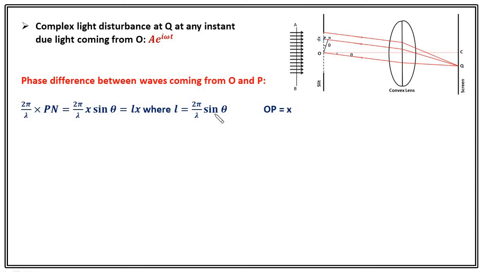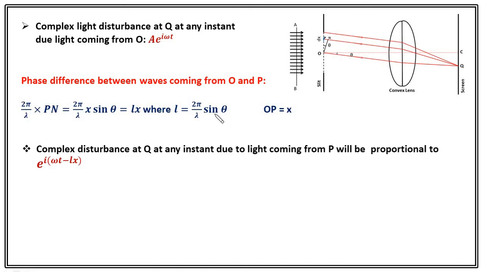So what is the phase difference? Phase difference is Lx. So now we are in a position to write the complex light disturbance at point Q at any instant due to light coming from P. It will be proportional to e^(i(ωt − Lx)). We have just introduced this phase difference in this term, okay? So e^(i(ωt − Lx)) is the complex disturbance at Q due to light coming from P.